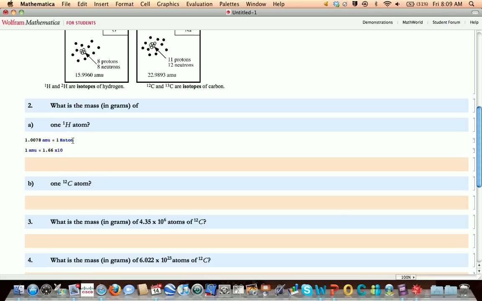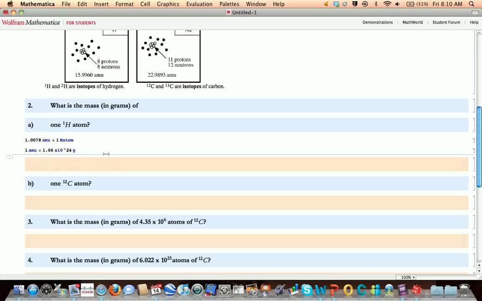So 1 AMU is equal to 1.66 times 10 to the 24. And that was in the unit grams, right? Okay, terrific. So at least I have that information down here. So what do I want to do? I want to turn this value into that unit. So how would I do that?